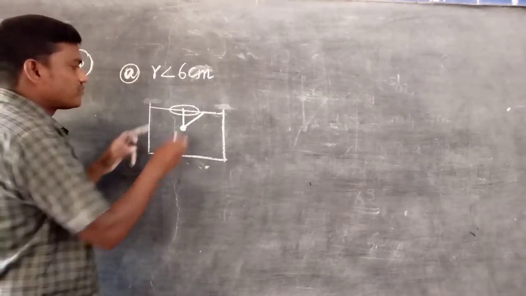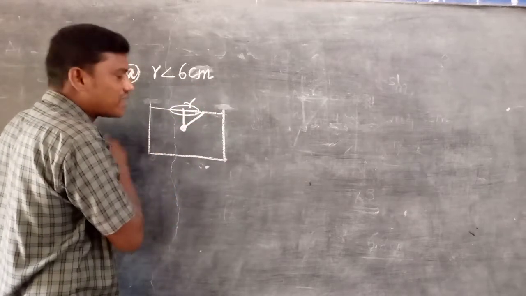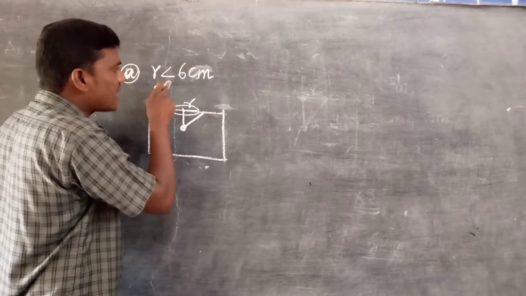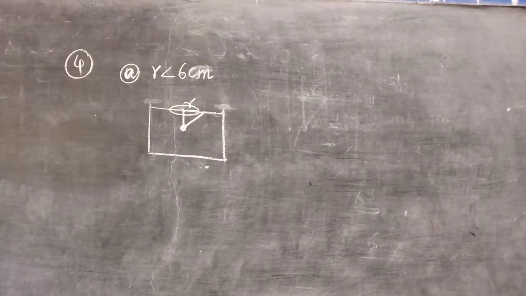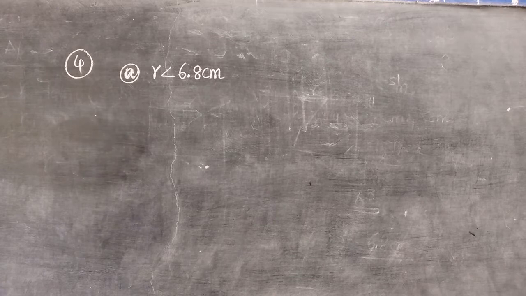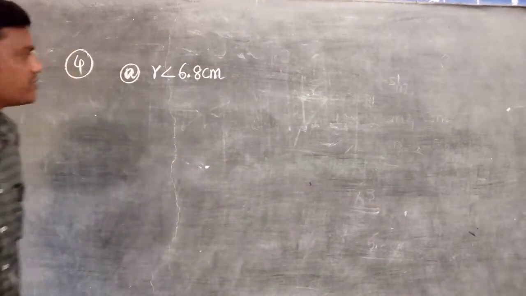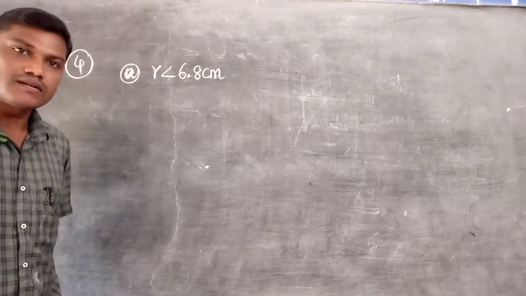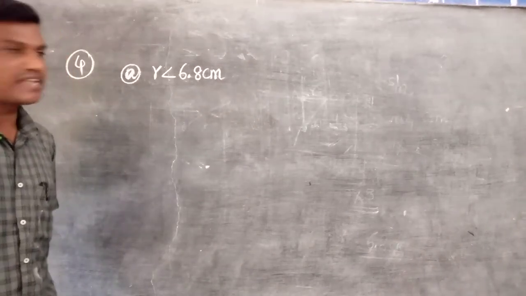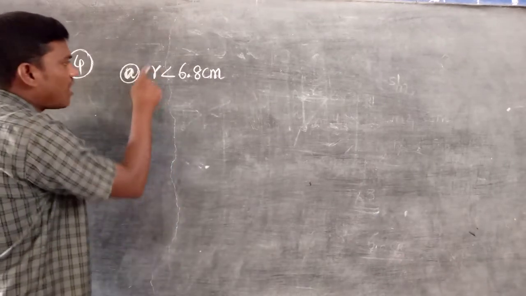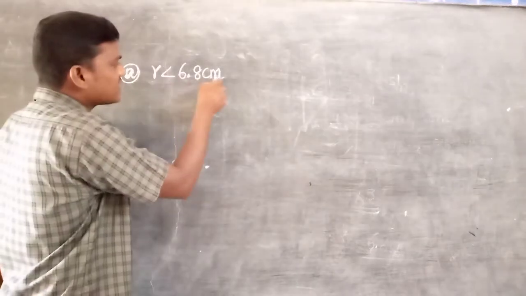So this is R, the radius of the disc. R is the length of the head of the needle. One small correction here: R is less than 6.8. Why are we using 6.8 here? Because 6.8 centimeter is the maximum radius of the disc at which we are not able to see the head of the needle. That's why the radius of the thermocol sheet, or the radius of the disc, is less than 6.8.